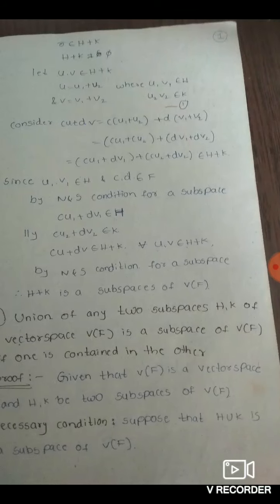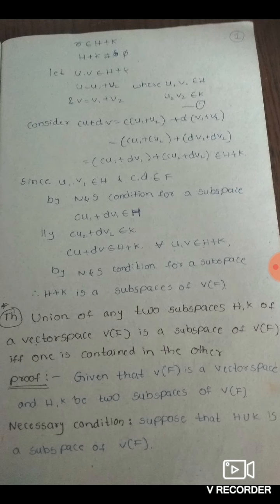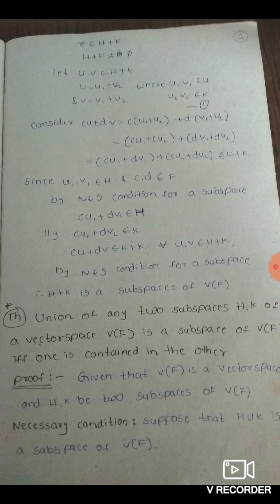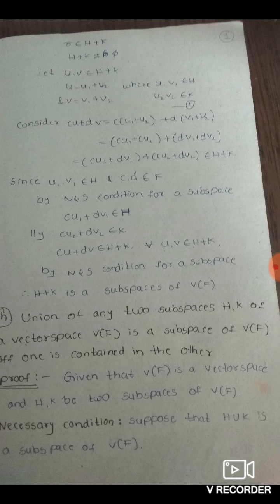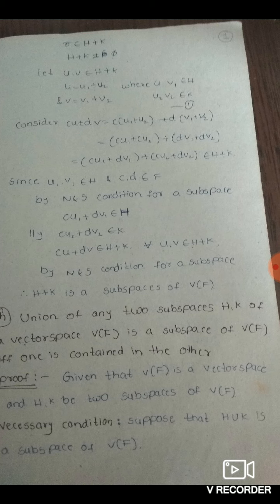H plus k. Since u comma v belongs to h and c comma d belongs to f, by the necessary and sufficient condition for subspaces, cu1 plus dv1 belongs to h, similarly cu2 plus dv2 belongs to h. Therefore cu plus dv belongs to h plus k for all u comma v belongs to h plus k. By the necessary and sufficient condition for a subspace, h plus k is a subspace of v of f.